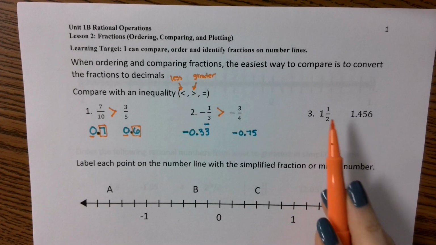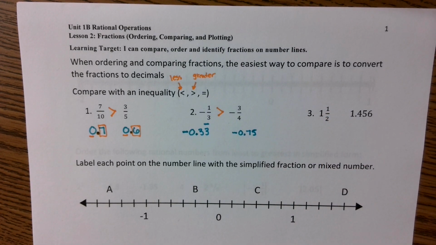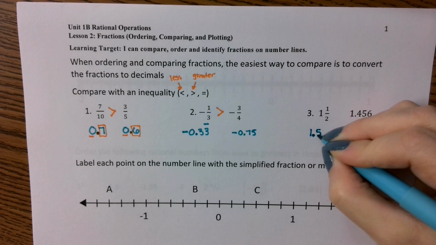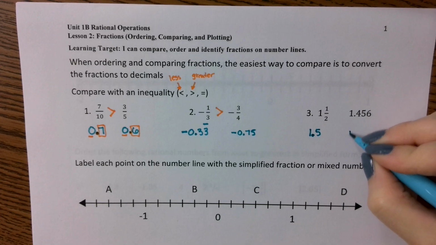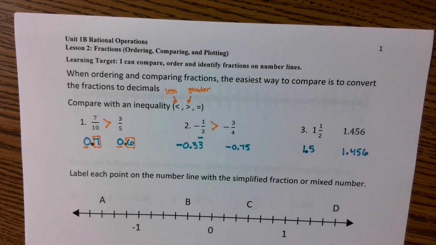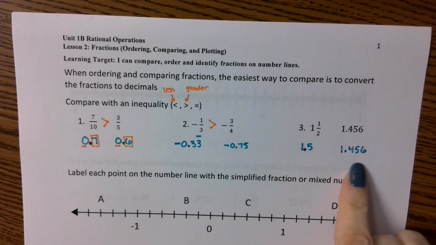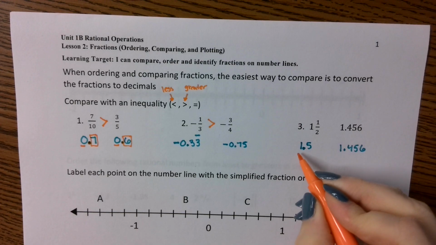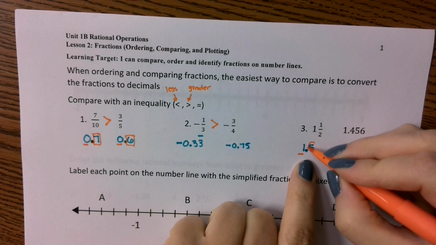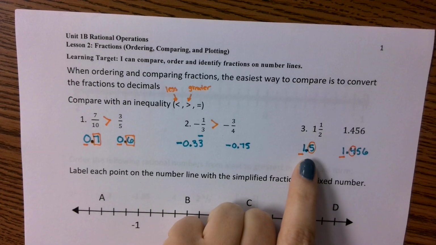All right, and then we've got 1 and 1/2. So when we convert 1 and 1/2, that's going to become 1.5. And then we've got 1.456. So which one is going to be bigger, 1.5 or 1.456? 1.5. So a lot of people look at it and they go, but 5 is smaller than 456. But remember, when you're comparing, you just keep going down the line. You go, okay, they both have a 1, so that's the same. So then we go to the next digit. We go to the 5. So we're comparing a 5 to this 4, and 5 happens to be bigger.